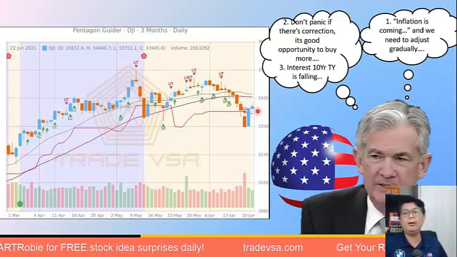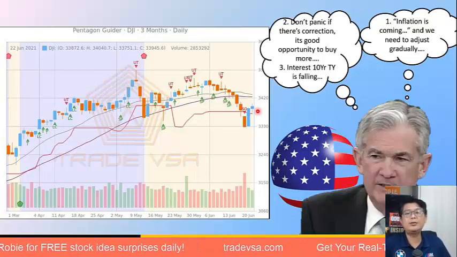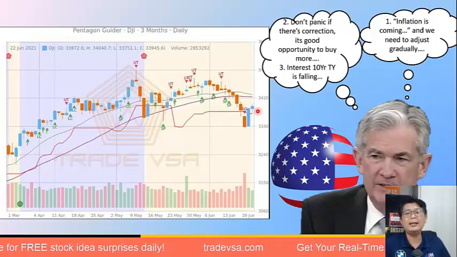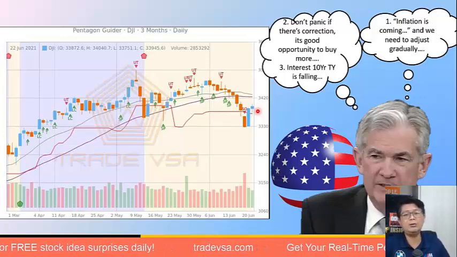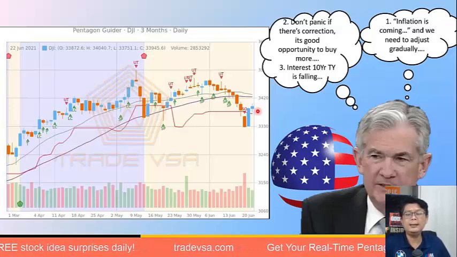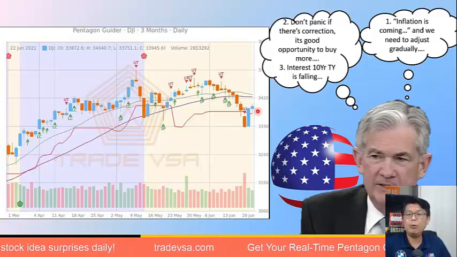And also, interestingly, on point number 3, the 10-year treasury yield continues to fall. That's why we see the Nasdaq and a lot of the US stocks, you can check it out on SMARTRobie too. Many of the tech sectors started to move up, and that seems to be one of the main themes why the US market is going to go up rather than going down.